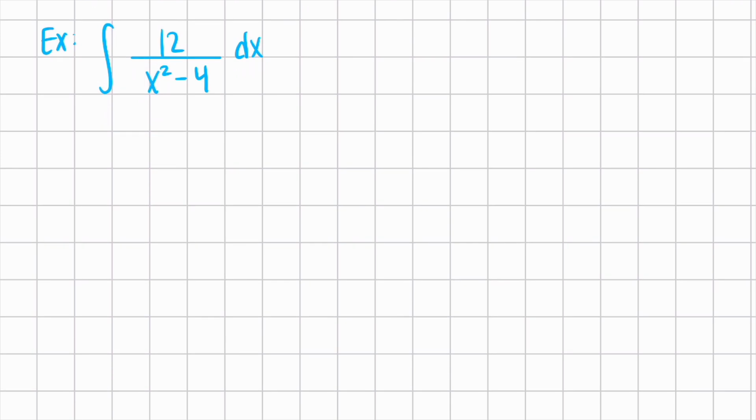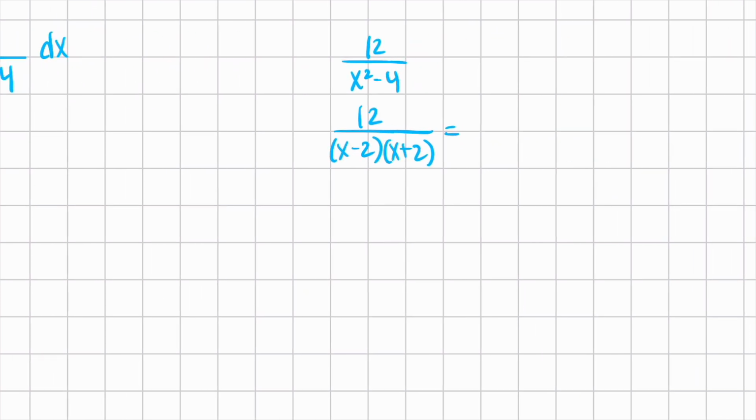Let's move on to the second one. Same thing, I'm going to do partial fractions. I'm going to show my work over on the left. Start by factoring the denominator. So we're going to say this equals some A over x minus 2 plus some B over x plus 2.